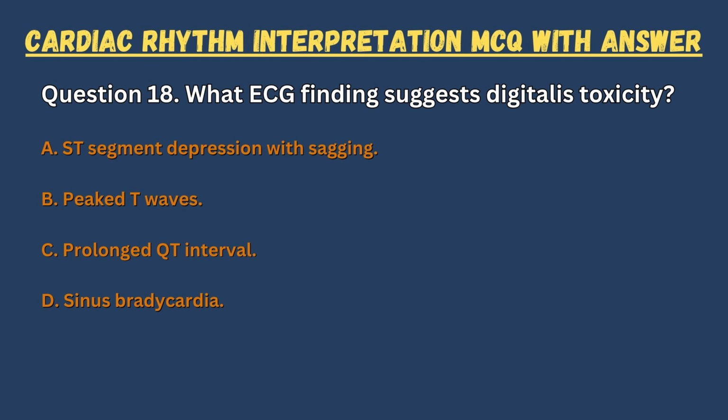Question 18. What ECG finding suggests digitalis toxicity? A. ST segment depression with sagging. B. Peaked T waves. C. Prolonged QT interval. D. Sinus bradycardia.